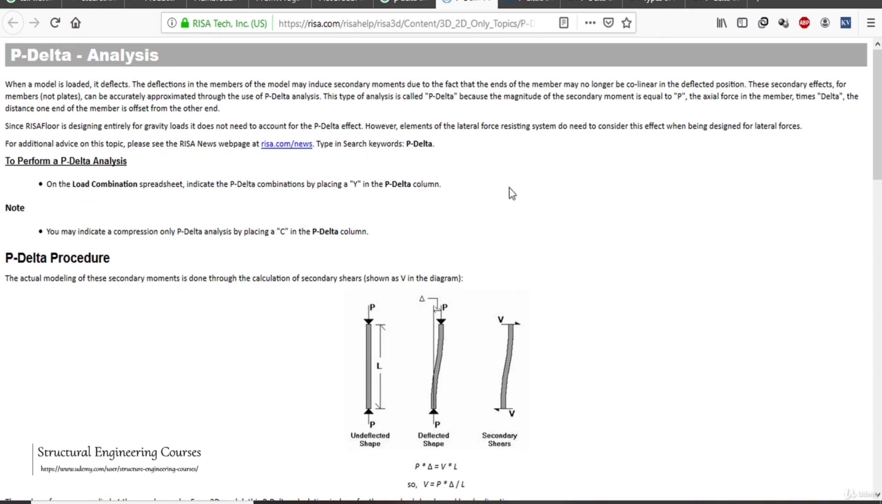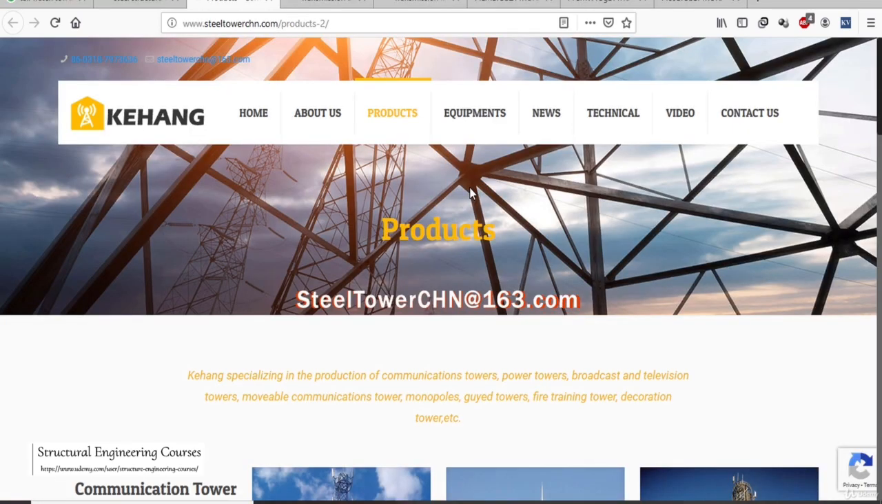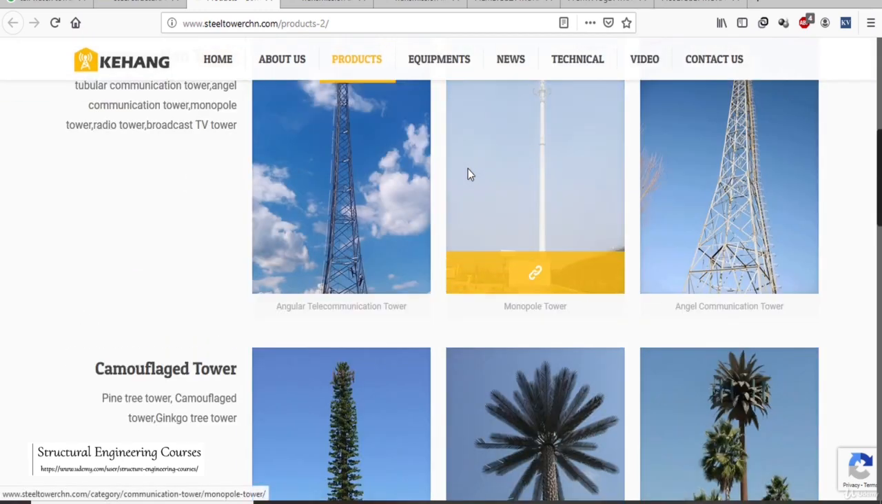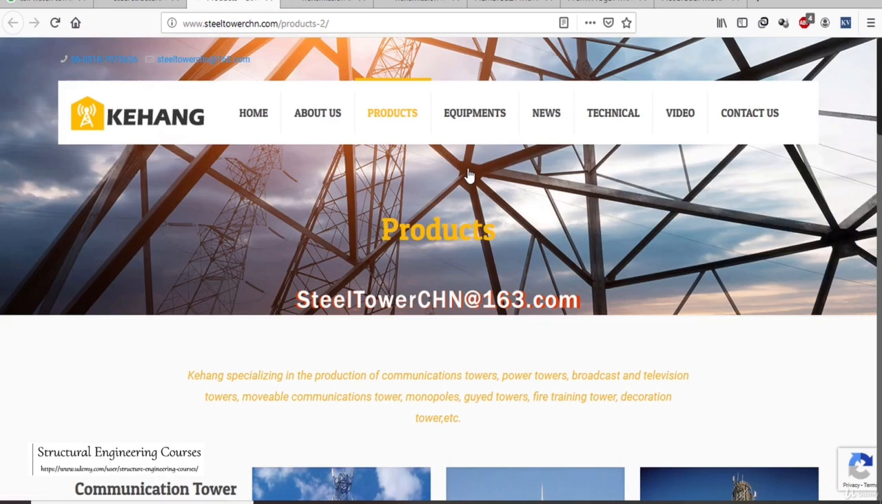So in the next lecture, we shall learn about the various types of towers. And according to me, towers are the structures which need P delta analysis the most. So if you want to learn P delta analysis in STAAD Pro, I want to teach you in a somewhat more practical manner. So before we do the P delta analysis in STAAD, I want to give you a practical introduction to what we shall model in STAAD and how we shall do the P delta analysis of it.